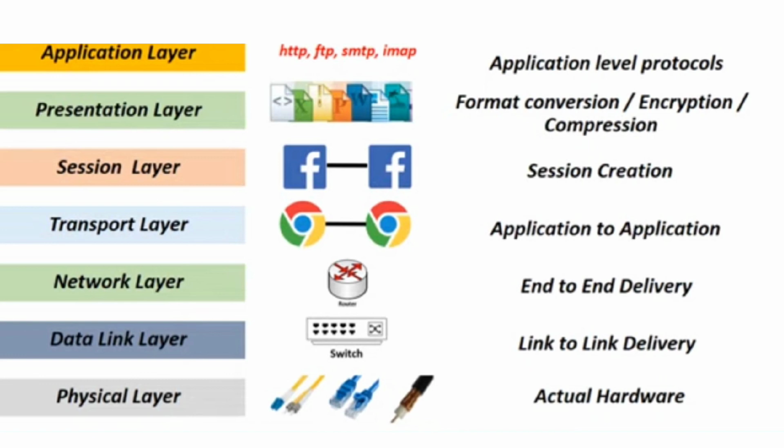Facebook server. The second layer is called the presentation layer, which is responsible for format conversion, encryption, and compression. The last layer is the application layer. It contains application protocols, for example, HTTP, FTP, and SMTP, that help network-aware applications to communicate over the network.